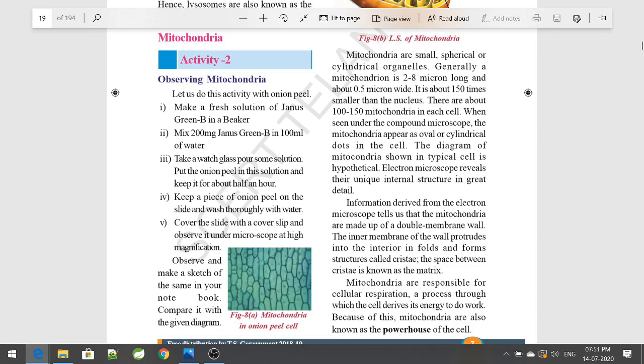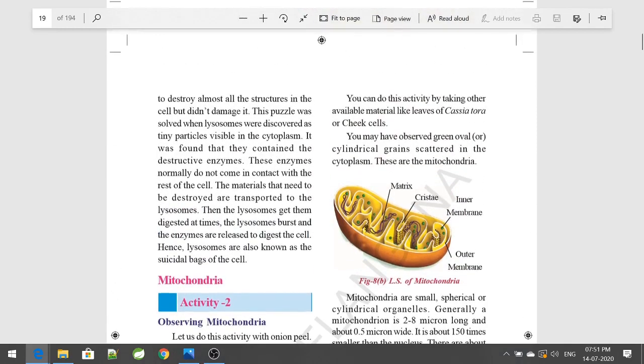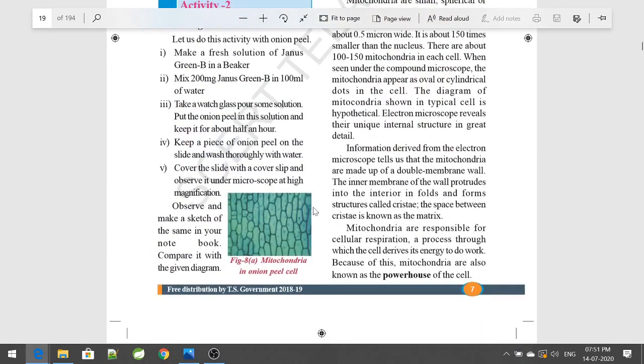So we have to prepare a fresh solution of Janus green B in a beaker. What do we have to take? We have to take 2 milligrams of Janus green B in 100 ml of water. Take a watch glass and pour some solution. Put the onion peel in the solution and keep it for half an hour. So first prepare the solution, then put the onion peel into it and leave it for half an hour, and after that wash it, put it on the slide, cover with a cover slip, and see under the microscope. You can see this type of structure.